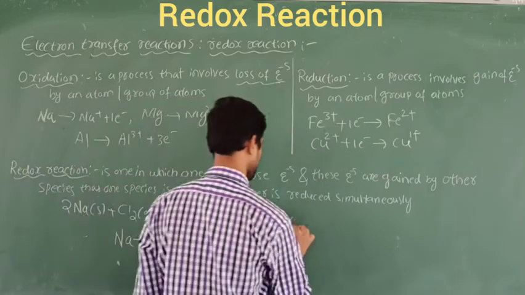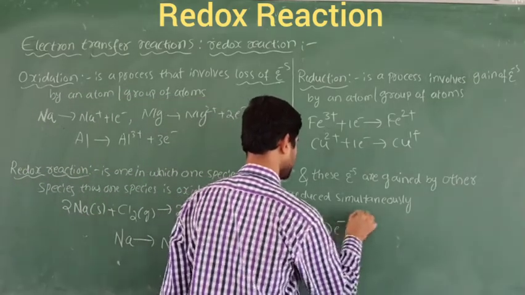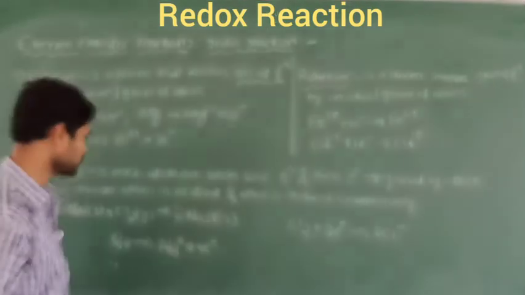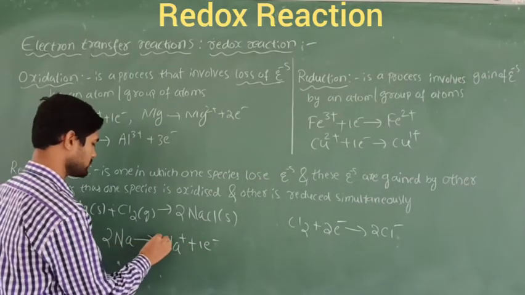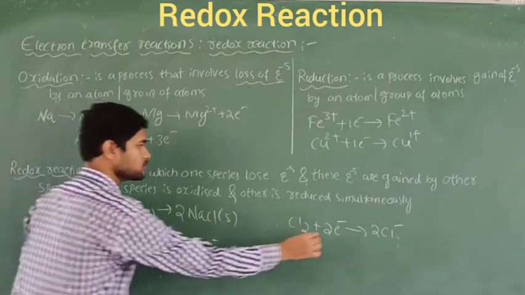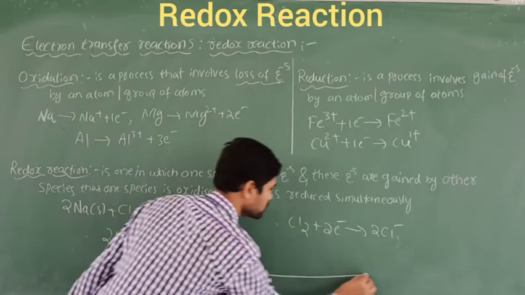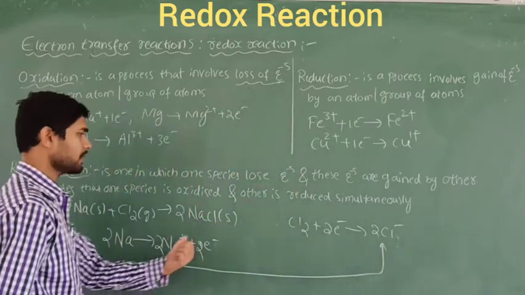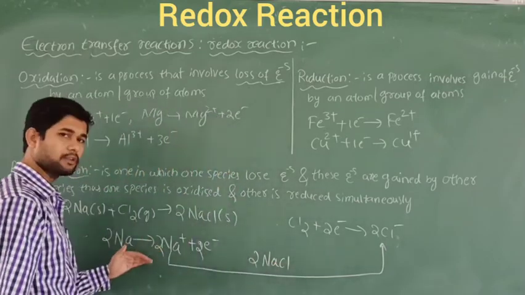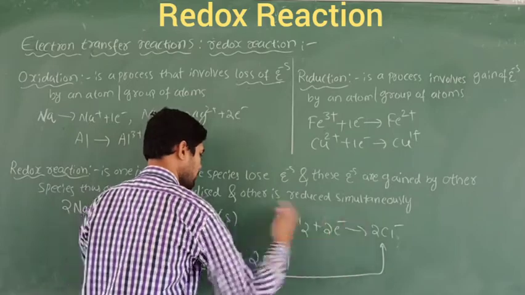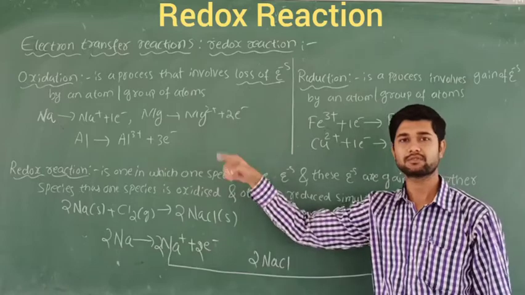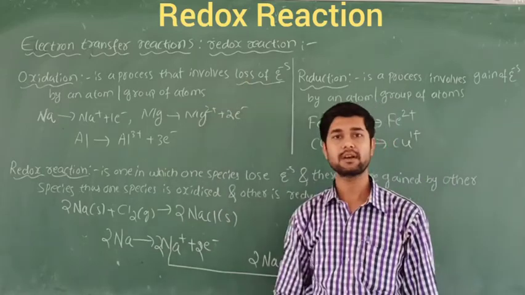Now I am going to take the reduction. Cl2, I am going to add the 2 electrons here, that becomes 2Cl minus. So in order to balance this equation, now I am going to multiply by 2 on this side. Now it becomes 2 electrons. So when you add this 2Na plus and 2Cl minus, you are going to obtain the 2NaCl. So this involves the oxidation, this involves the reduction. So the simultaneous study of oxidation and reduction we are going to call the redox reaction. So this is in terms of electron transfer reactions.